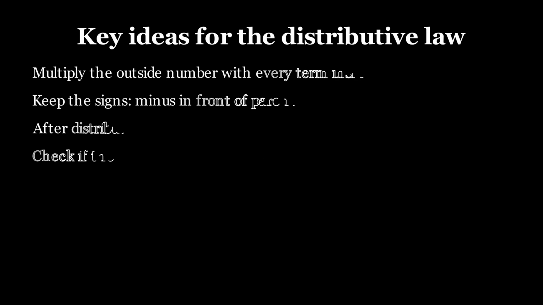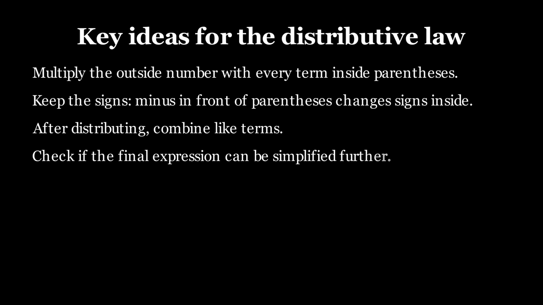Let's recap the key ideas. Multiply the outside number with every term inside parentheses. Be very careful with minus in front of parentheses. It changes the signs. After distributing, combine like terms.